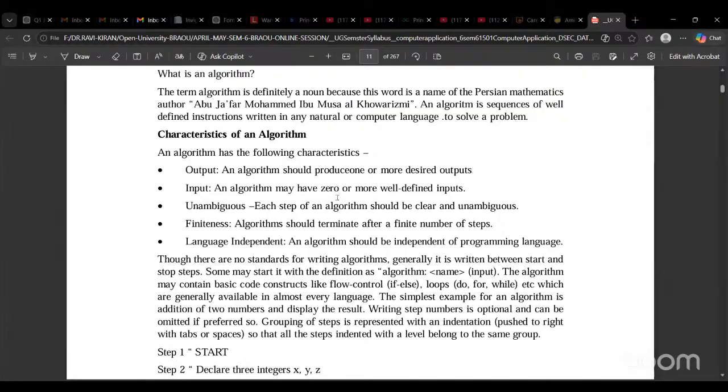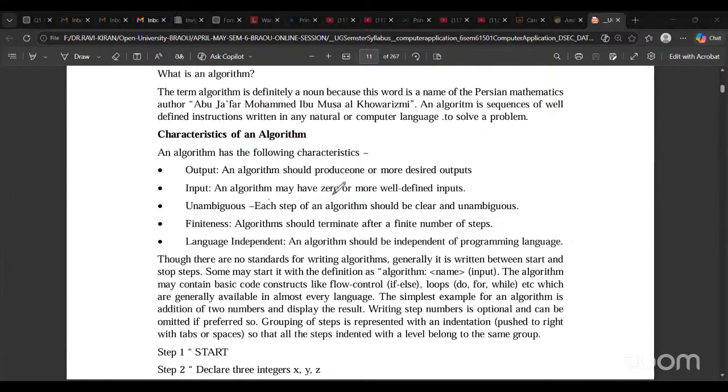Your algorithm may have zero or more well-defined inputs. Now we discussed the set of rules, which can be zero or more. So the algorithm may have zero or more well-defined inputs.